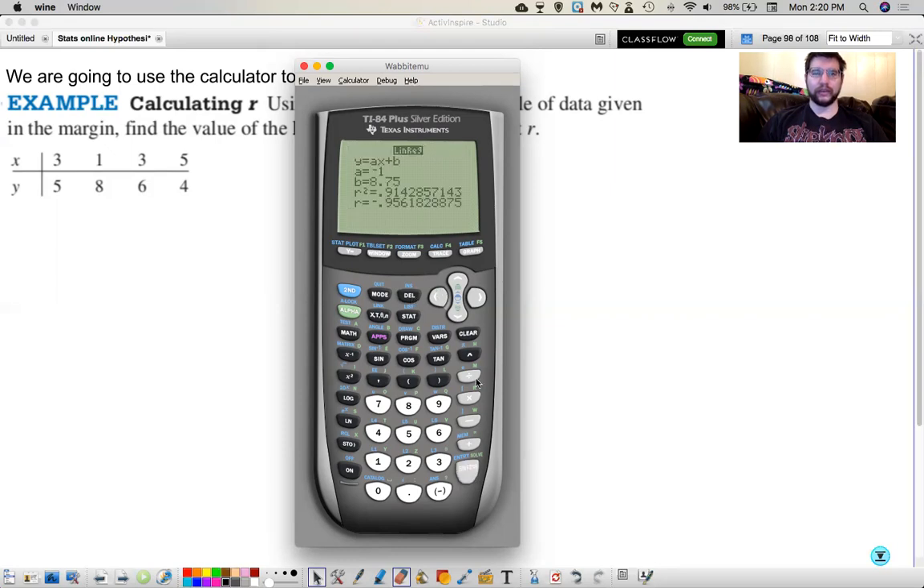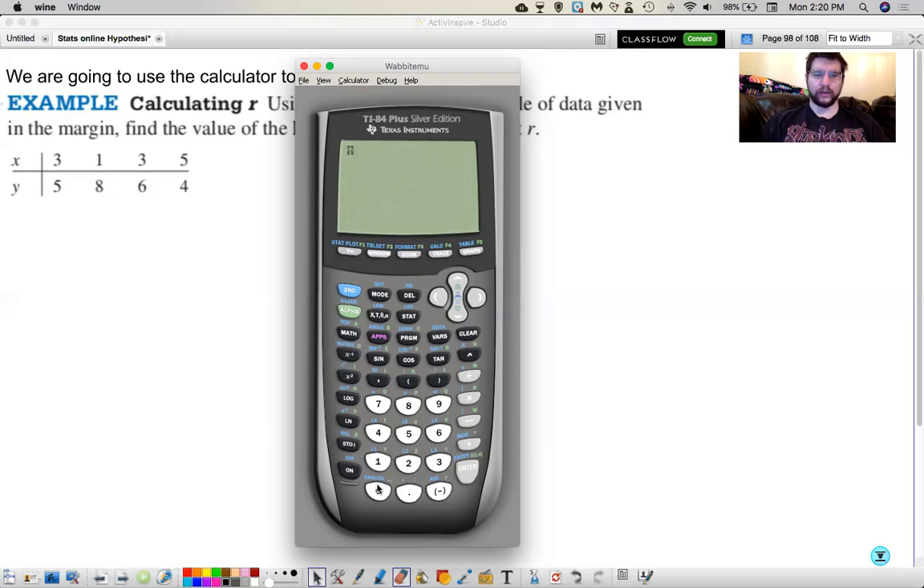But if you just hit that, it'll assume list 1 is X and list 2 is Y. So again, Stat, Calc, number 4. You probably don't have that option. It's going to pop up with that thing on there, and there we go. Here, R equals negative 0.956. Okay, let me clear this for a second.